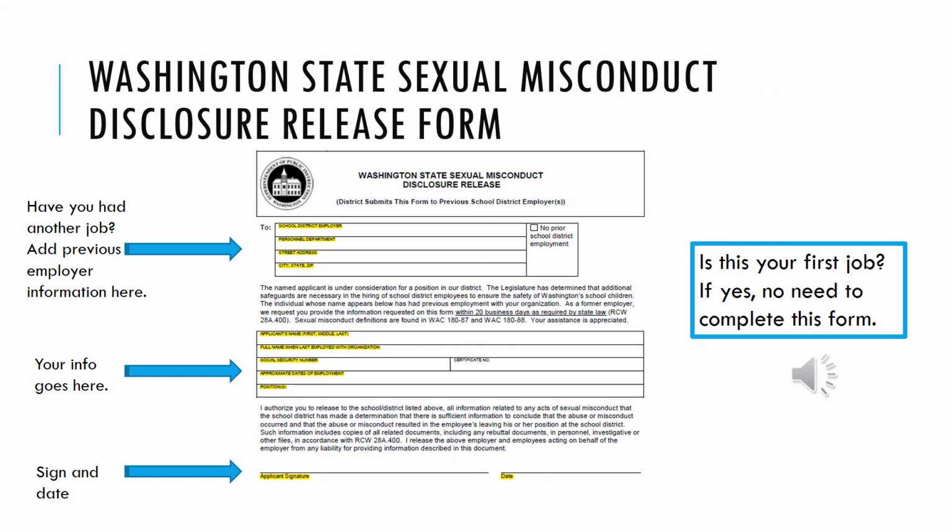The Washington State Sexual Misconduct Disclosure Release Form is required to be completed by all new employees. If you have previous school district employment, complete a form for each district. If you do not have previous school district employment, complete this form for your last employer. If you have never been employed, this form is not required. Human Resources will mail this form to your previous employer if applicable.